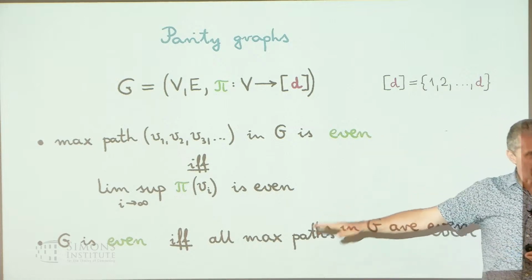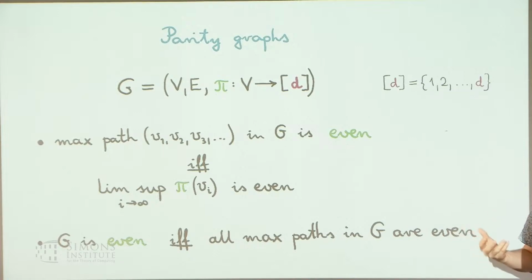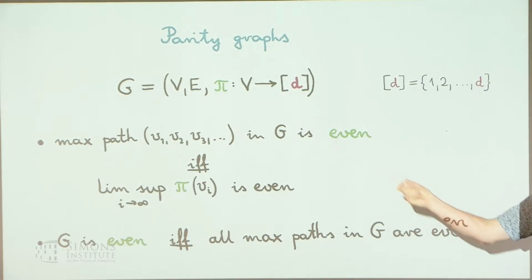I will say that a graph is even, and you should think of such a graph as maybe the graph of a winning strategy in a parity game, if all paths are good, if all paths are even. So on every path, the highest priority that occurs infinitely many times is even.